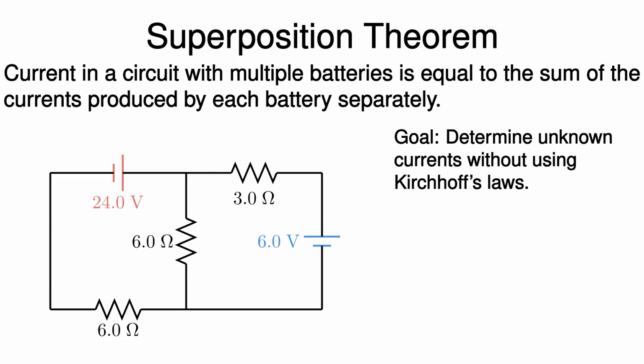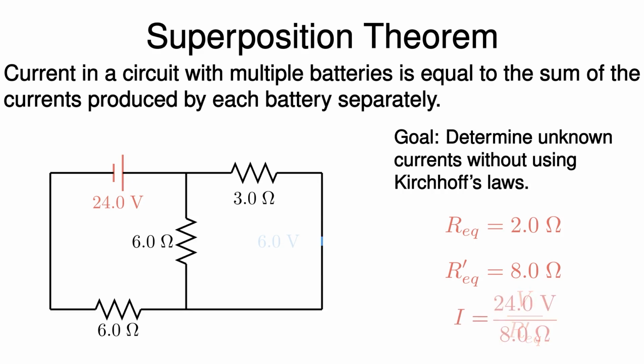Let's first consider the contributions from the red battery. We replace the blue battery with a wire, which effectively removes its influence on the circuit. In this case, the 6 ohm resistor in the middle and the 3 ohm resistor are in parallel, and after some math, we can show that the equivalent resistance is 2 ohms. And the combination of these 2 resistors is in series with the 6 ohm resistor in the bottom left section of the circuit, making the equivalent resistance of all 3 resistors equal to 8 ohms.